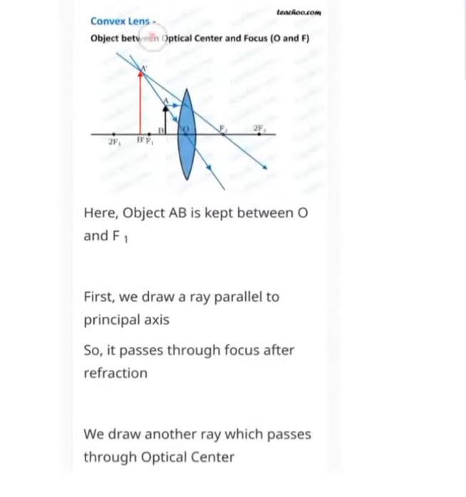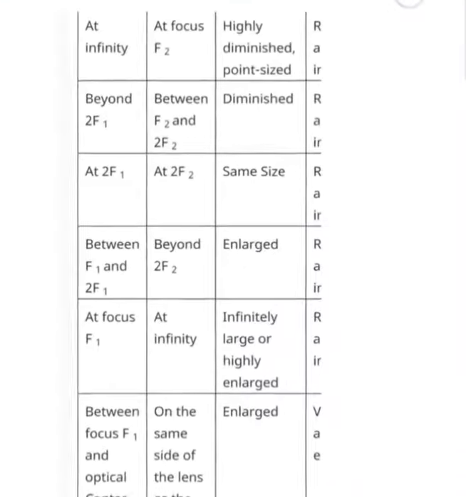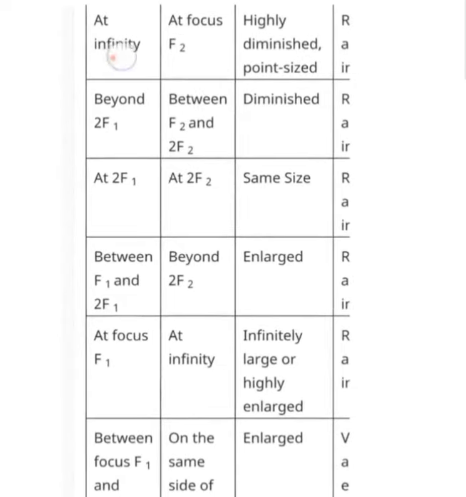You can see over here that if this one is the object, this one is the image, and that one is a virtual image. So we can see that the image formation will be virtual and erect. So this one is the diagram. Here you can see when the object is at infinity, the image is at focus, highly diminished, point size, real, inverted. When the object is beyond 2f, the image is between f and 2f, it is diminished, real and inverted.